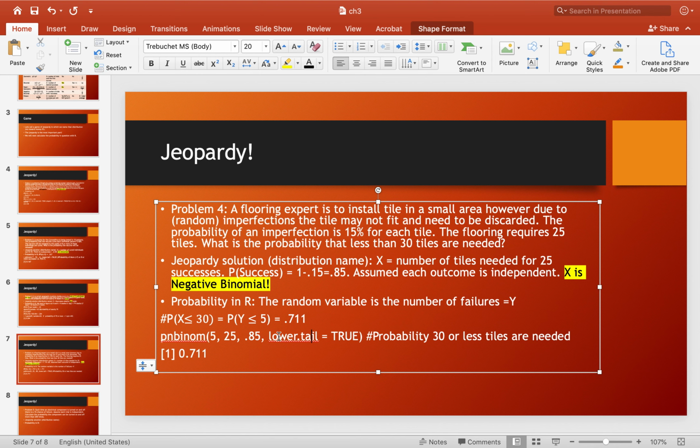Okay. So this is the command in R. And keep in mind, I didn't put in 30 there. I put in 5.